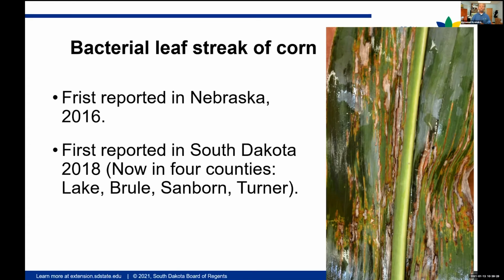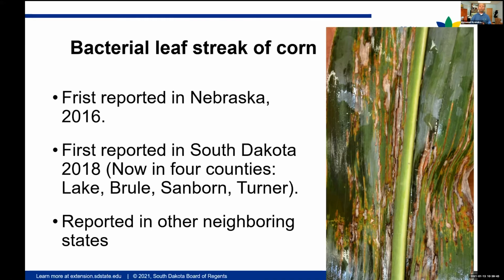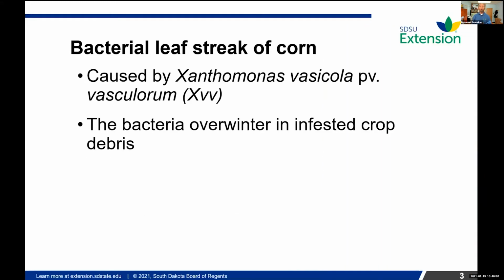So it was first found in Nebraska in 2016, then here in South Dakota in 2018. So far we have found it in 4 counties. This disease has also been found in neighboring states, like Minnesota and Iowa, but hasn't been found yet in North Dakota. In South Dakota, there's only one field where it was pretty severe. This was corn on corn, and it was irrigated corn, so it had really bad symptoms of this disease. But for the other counties where we found it, the symptoms are quite light and not as heavy, especially if it is not irrigated corn or corn on corn.